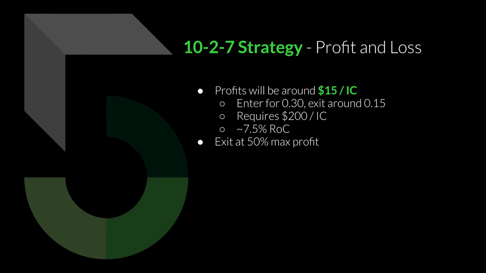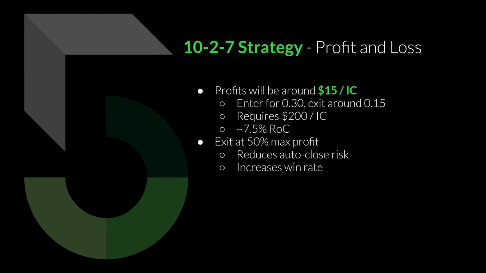So that's the first exit strategy, exiting at 50% max profit. What that does is reduce the auto close risk if you're on Robinhood, and it also reduces assignment risk if you're on a different broker. It increases the win rate because I don't have to hold it all the way until expiration.